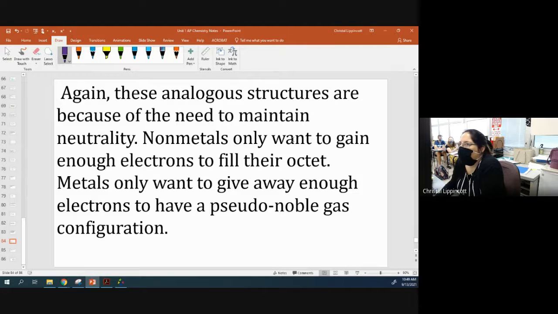Now, this "want" is, you remember, they don't have a personality. It's not a true emotional need. So try to avoid using terms like that when you're actually doing your writing. Okay, makes sense?